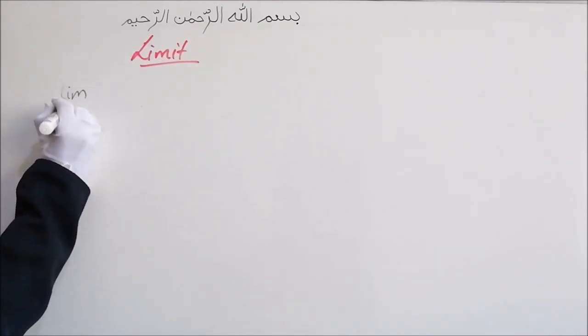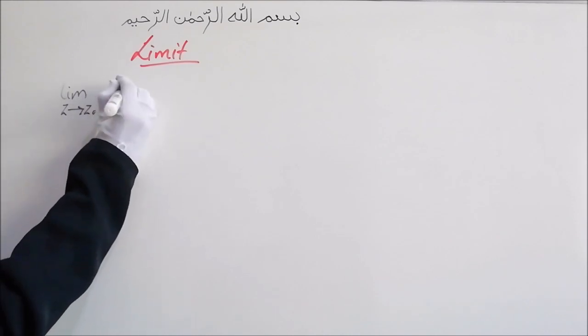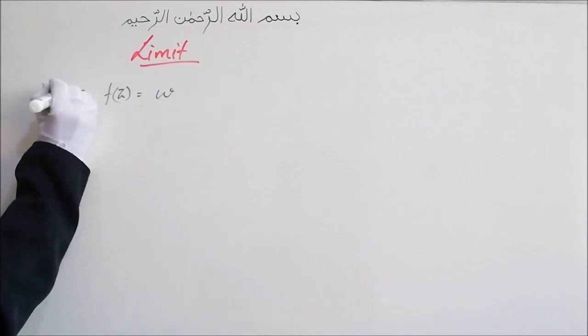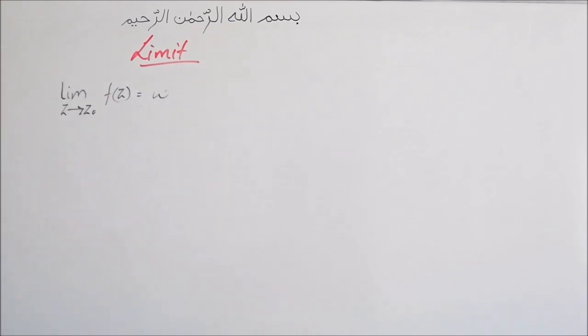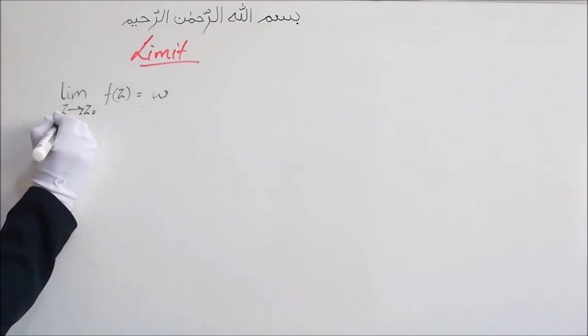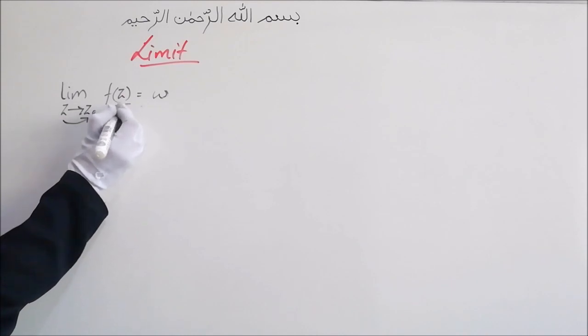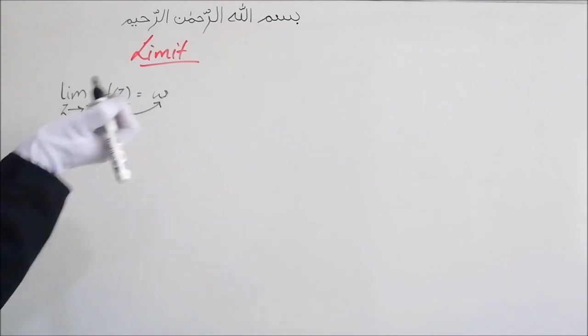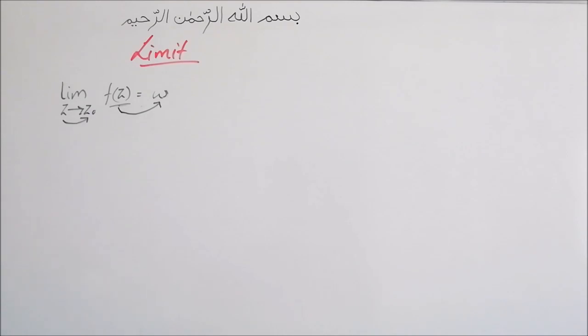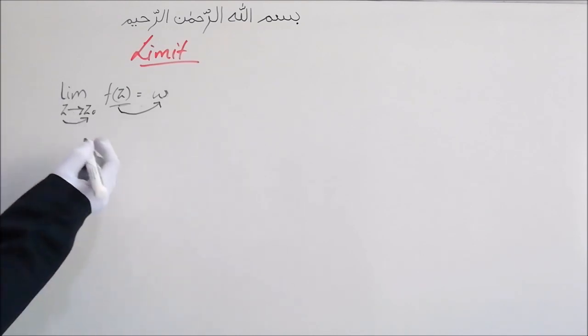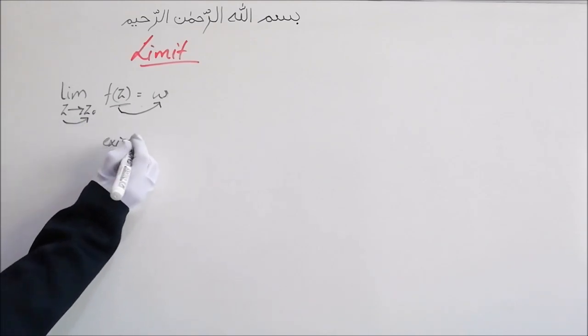Limit can be written as limit z tends to z naught f of z is equal to, let's say, some value w. What does this mean? This means that as the input z approaches z naught, the function f of z approaches the limiting value w. So in limits, instead of studying the function at a particular point, we study the points around it. This is important if the points around that given point are of critical importance. So we need to know whether the limit exists or not.